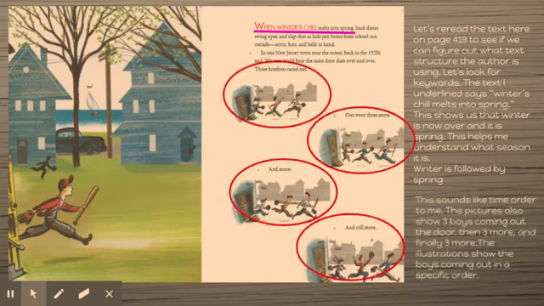Something else that helps me to know time order, these pictures really can help me to show time order because first 3 brothers raced out, then out went 3 more, and still more. This illustration shows the boys coming out in a specific order. They're showing us that it wasn't all at once, that they came out in groups of 3 at different times. So that helps me to understand some sequence.